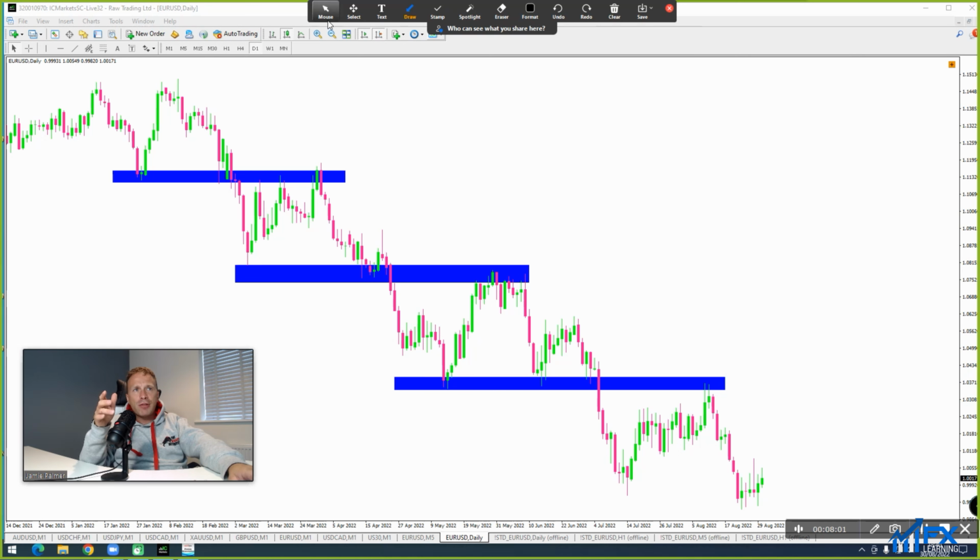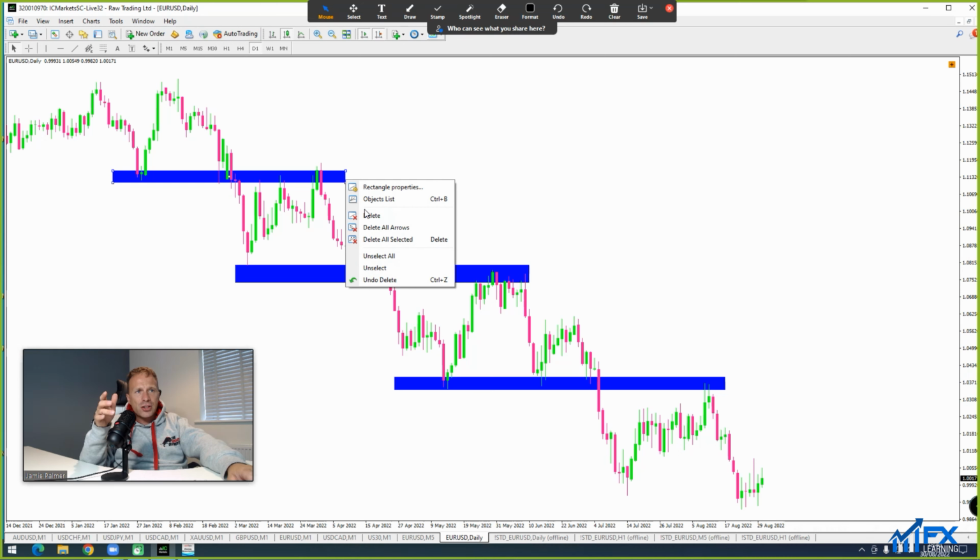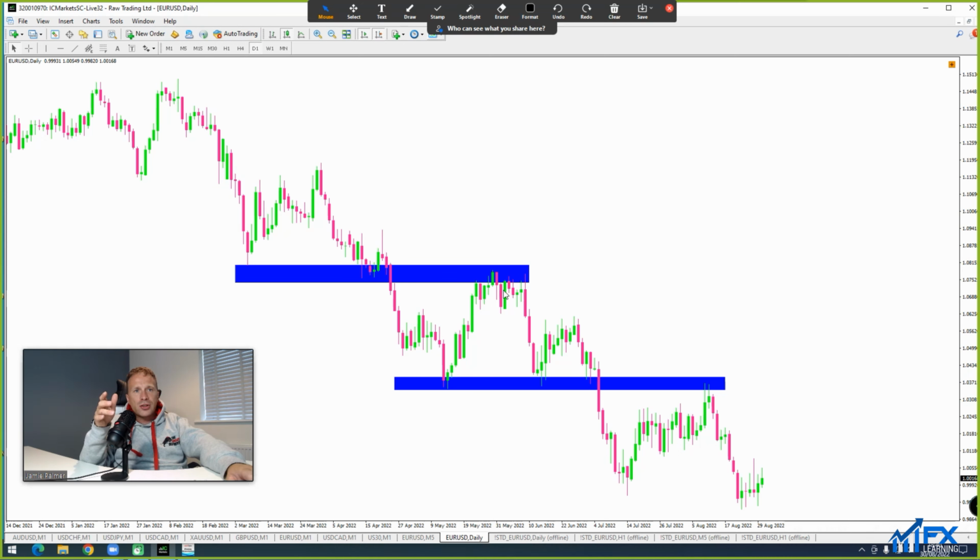Now let's just get rid of this here, and let's just focus on this move here. So as you can see, I'll give you an example here. This would be where most traders would sell. Most institutions would come into play here because they would look at this and say, okay, price is in a downtrend.